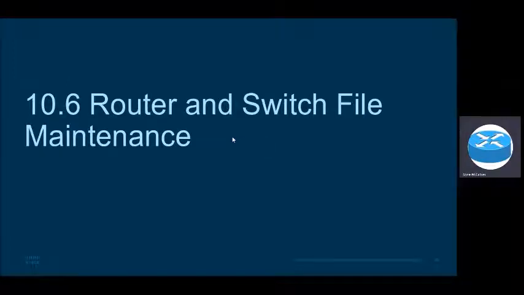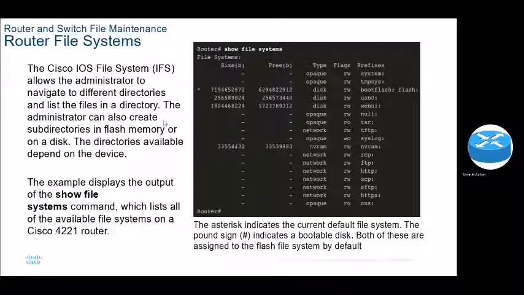All right, router and switch file maintenance. The Cisco IOS file systems allow the administrator to navigate to different directories and list the files in a directory. The administrator can also create subdirectories in flash, memory, or on a disk. The directories available depend on the device.